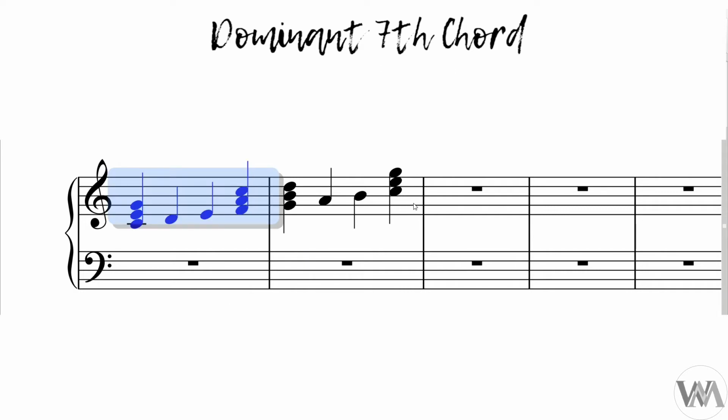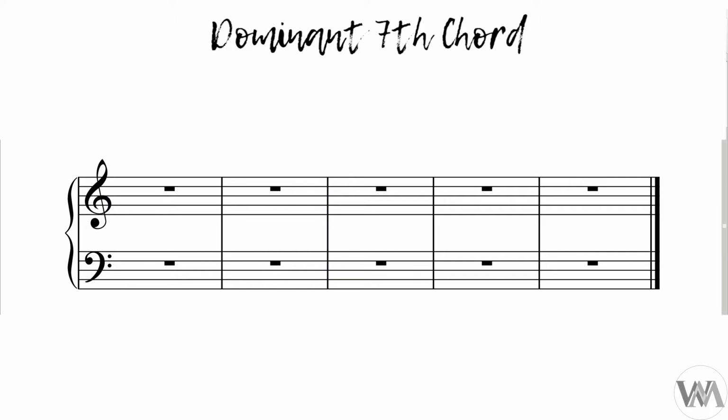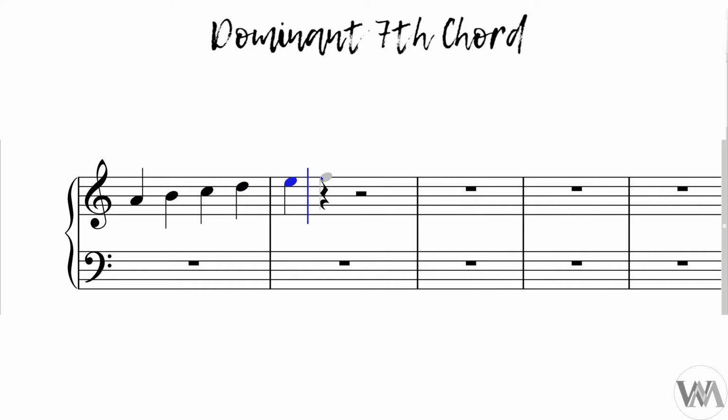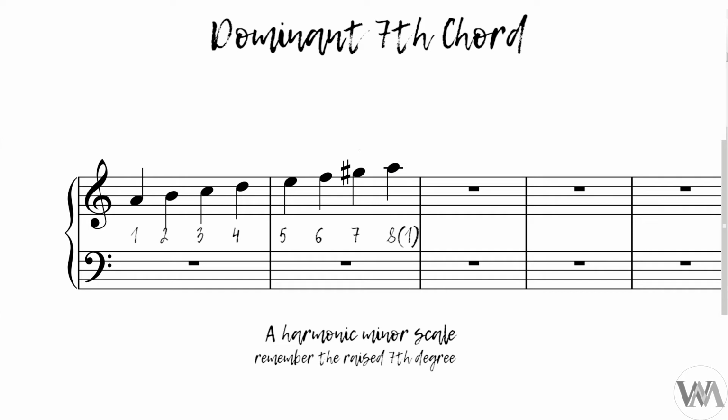In a minor key, let's take A minor for example. We have the scale A, B, C, D, E, F, and then remembering that we use harmonic minor, G sharp followed by A. So we have that G sharp because it's the raised 7th in a harmonic scale. If I build the tonic on A minor, it would be A, C, E. If I build the 4th, it would be D followed by F sharp.